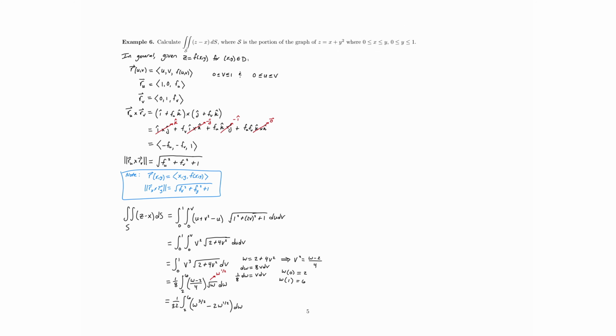Which is not a pretty integral, but it is a Calc 1 integral. And so its solution is 1/30 times the quantity 6 root 6 plus root 2, if you fully polish it. All right.